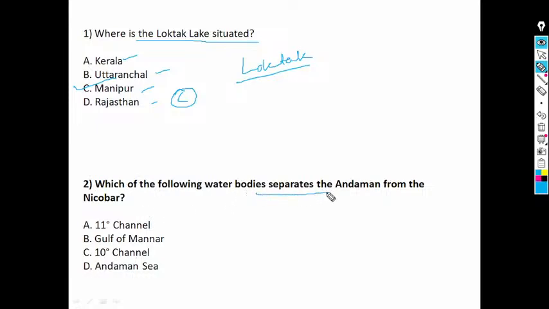Then, which of the following water bodies separates Andaman from the Nicobar? Gulf of Mannar, 10 degree channel, and Andaman Sea. Andaman from Nicobar is separated by the 10 degree channel, that is C.